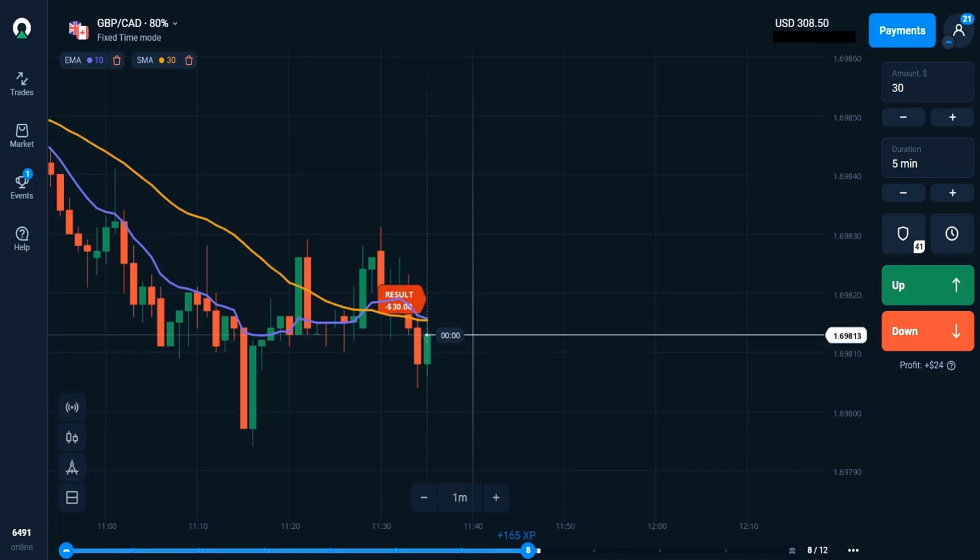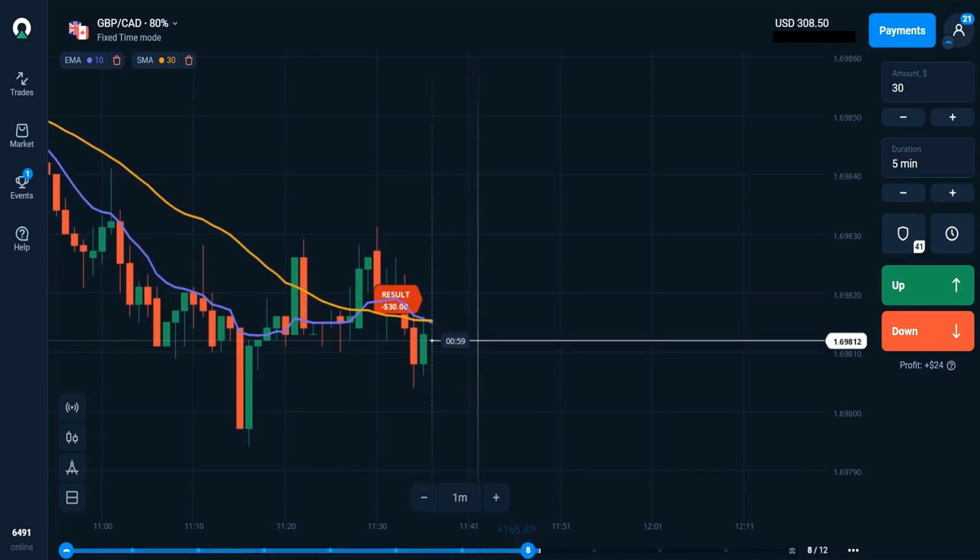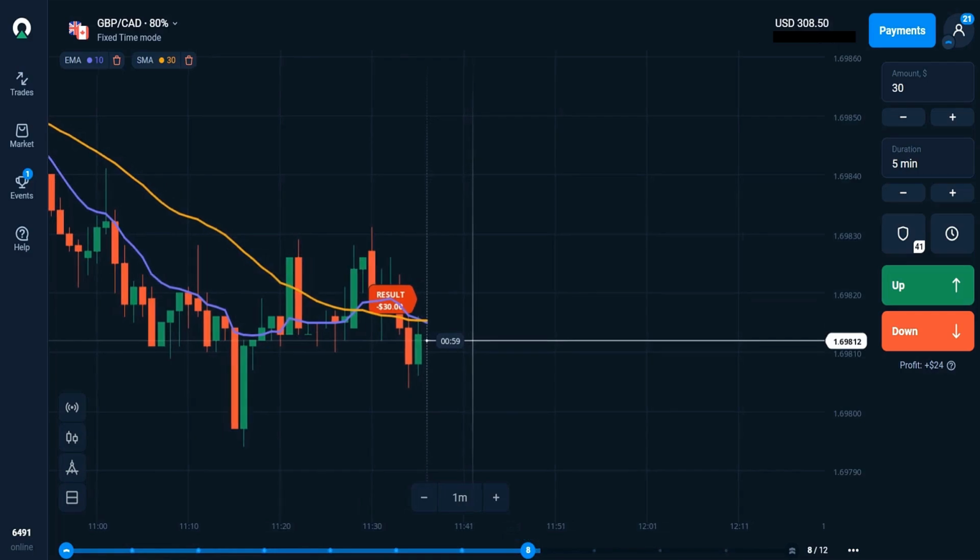All right, traders, the result is out. And as you can clearly see, our trade ended up losing. This clearly shows why following your trading rules is essential. This loss isn't disappointing. It's a valuable lesson. It reminds us to always be disciplined, avoid uncertain market conditions, and strictly stick to our proven strategy rules.